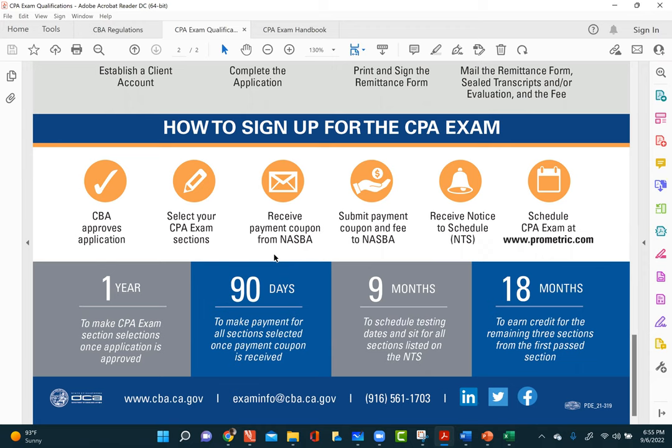And that's why it's important that you have the right email, because you'll get that payment coupon in your email. You will pay by credit card. I forget the number, $238, whatever it was, to sit for each exam. That gives you your notice to schedule. You will schedule your exam for January 17th for BEC, and then so on as you move forward with each exam going forward.